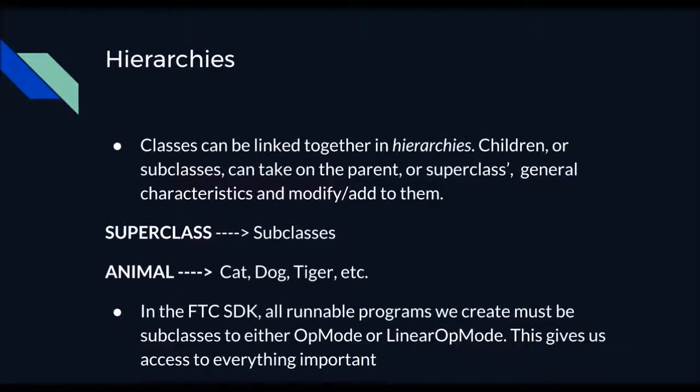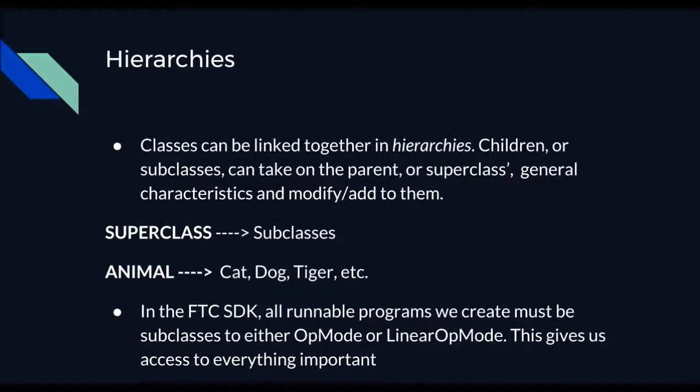We take these classes and we organize them together and link them in a hierarchy. Children or subclasses can take on a parent or a superclass's general characteristics and modify or add to them. For example, with the cat example, the cat could be a subclass of an animal, or the animal would be the superclass to a cat, or a dog, or a tiger, or however many other animals you wanted to put under there. You can structure it just like that.